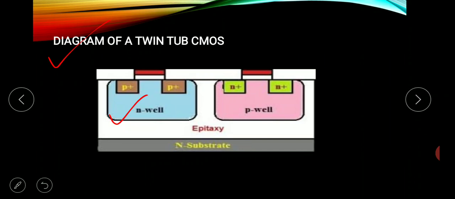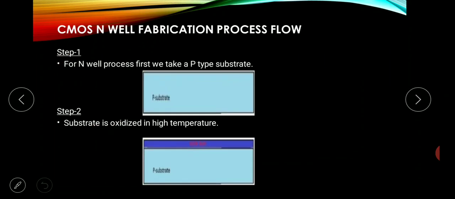On this N-type substrate, an epitaxial layer of N plus type material is grown. This has lesser resistance compared to the substrate. There is no need to go through the twin tub CMOS and latch-up in detail, as they are not in your syllabus. Mainly we have to discuss the CMOS N-well fabrication process flow.